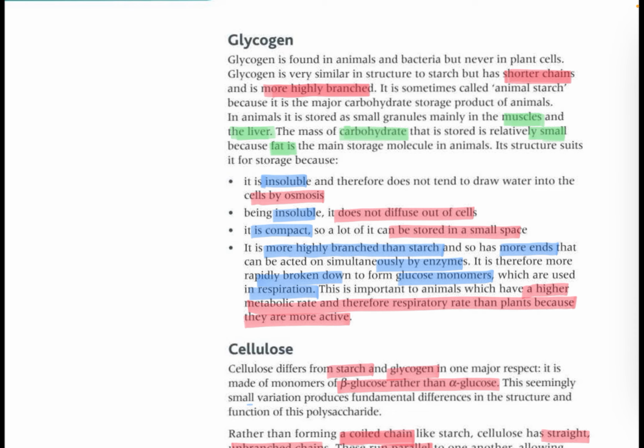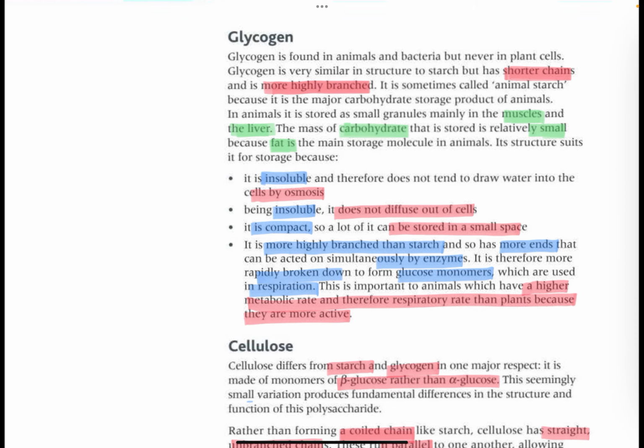Now for animals, this is particularly important, even more than plant cells, because animals don't have a cell wall. So if water is drawn into the cells, they are essentially just going to burst. And that could ruin everything. And we really don't want that to happen. It is compact, so a lot of it can be stored in a small space.